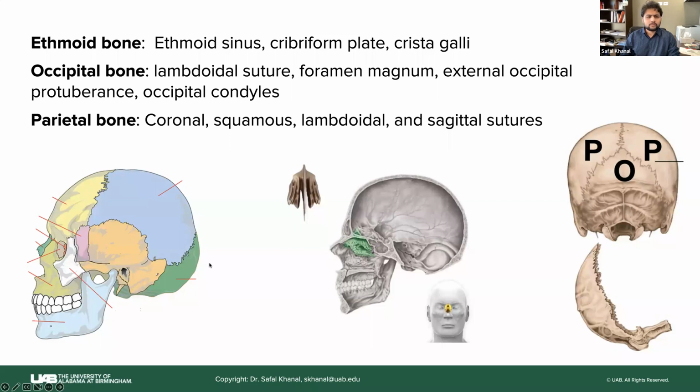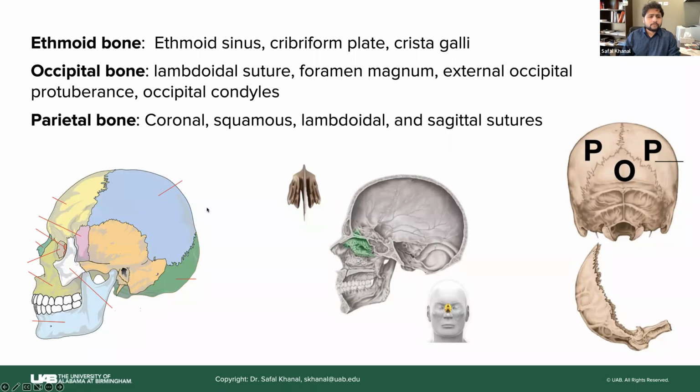The occipital bone, which is at the back, has a lambdoidal suture, so called because it is in the shape of the Greek letter lambda. It also has a foramen magnum through which the brainstem passes and connects to the spinal cord. It has the external occipital protuberance, which you can feel at the back of your head, and occipital condyles right at the bottom here, which attach to the cervical vertebrae, the first cervical vertebra actually.